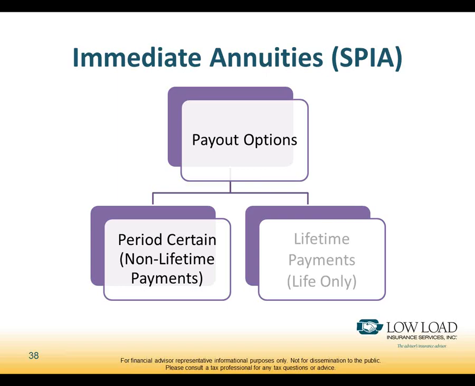Where we see period certain used often is with clients that are getting ready to retire. Say you have a client who's 62, wants to retire, but you want them to wait to get Social Security. So we've done several where we'll look at a 5-year period certain the client will purchase to cover that gap until they reach age 67 and can receive that higher income from Social Security.